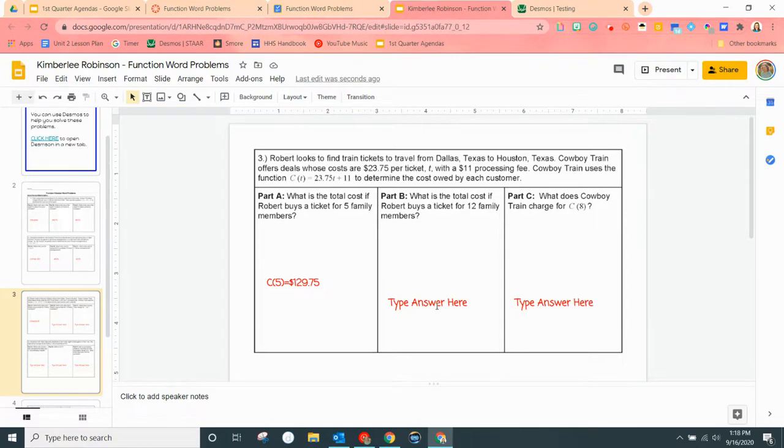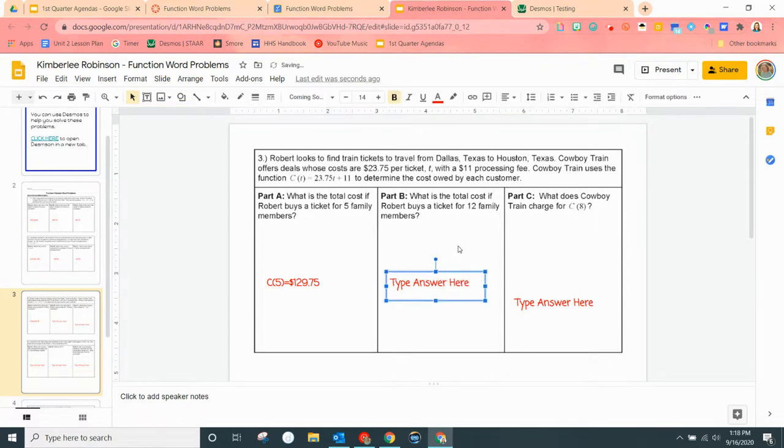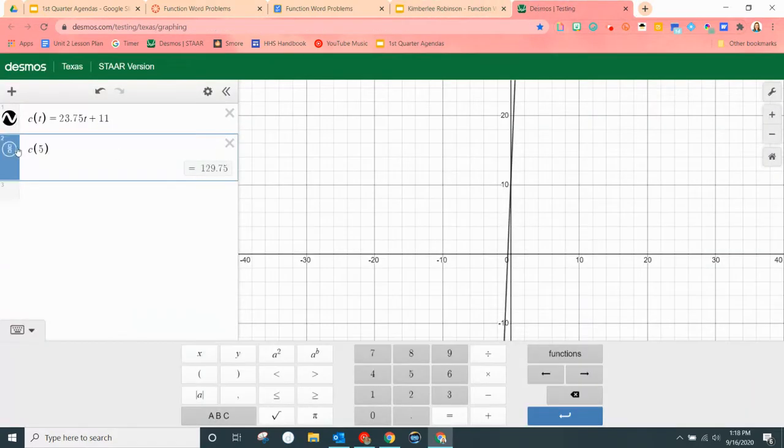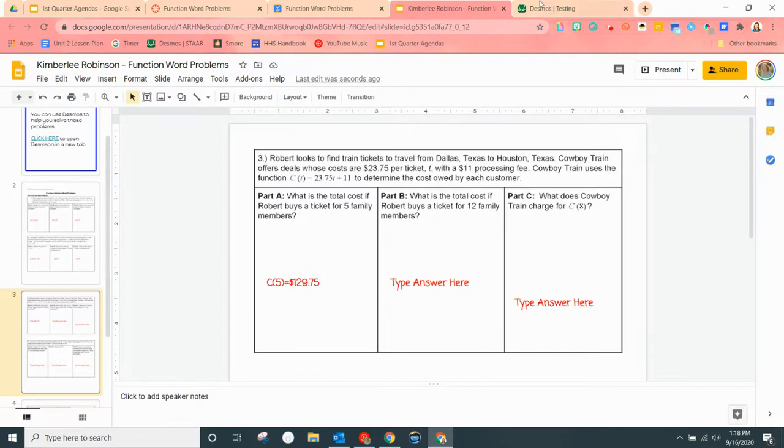Okay. What is the total cost if Robert buys a ticket for 12 family members? So instead of 5 people now, he's got 12 folks riding this train. So let's see here. C of 12 equals, well, 296 is what it's saying. So Desmos plugged in 12 here for us. So we should put $296.